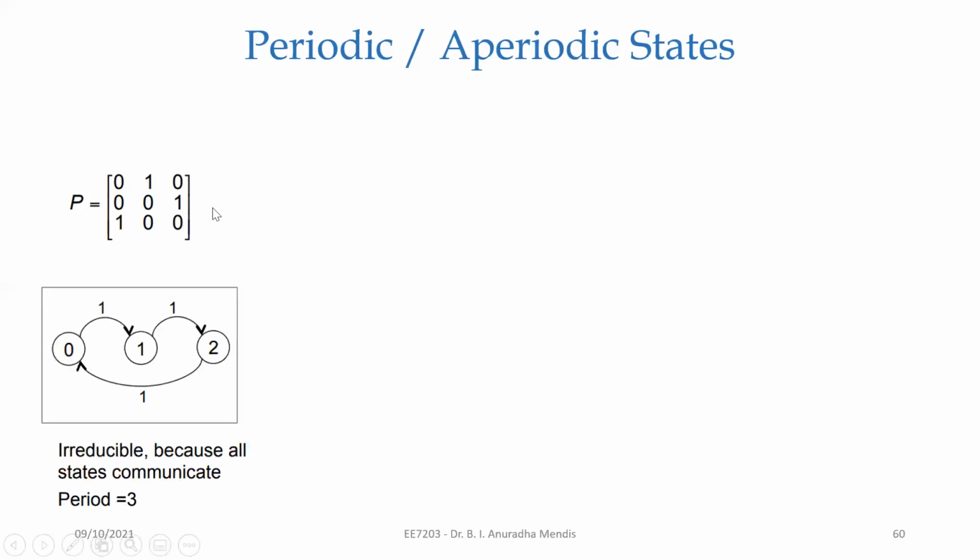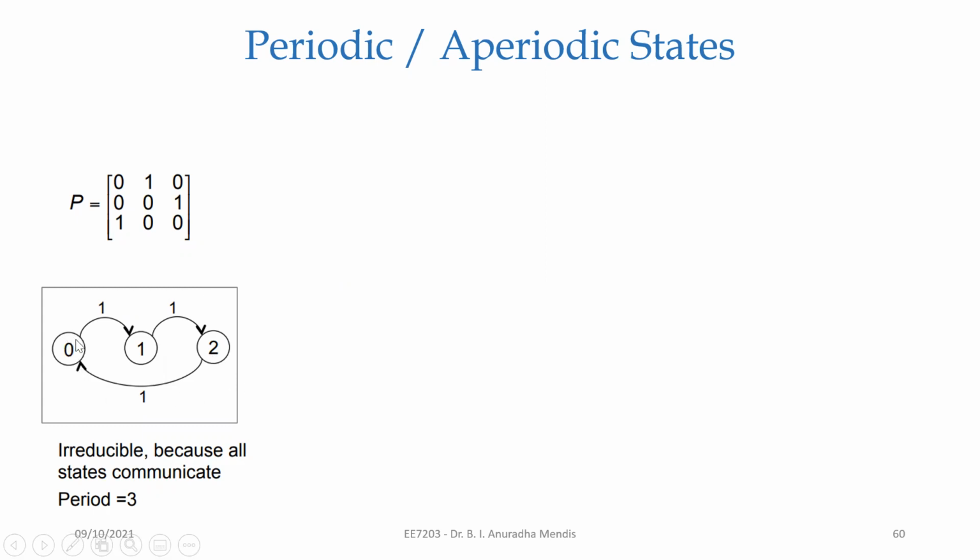Now, if you draw the Markov chain, it is like this. From state zero there is no self transition, but from zero you can go to one with probability one. From one you can go to two with probability one. From two you can go to zero with probability one. So this is the Markov chain.